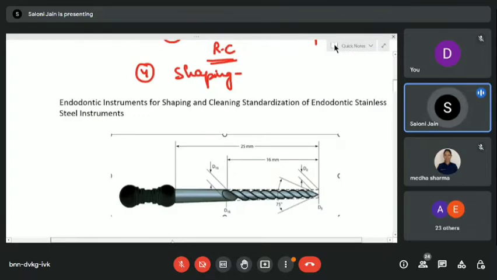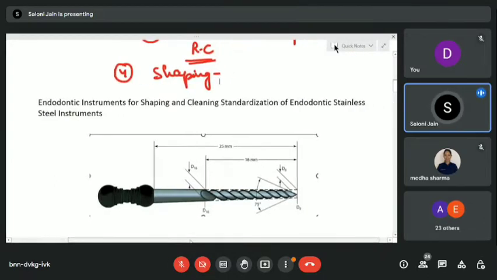Next, we come to the most important thing, that is instrument standardization. So there is some important thing, that is standardization of the endodontic instruments. Before going into the details of cleaning and shaping, one must be aware of the instruments which we use for cleaning and shaping of the canals. And before going to even the instruments, like what type of instruments we use, we'll discuss that in the classification part. But before going to that also, there should be some instrument standardization.